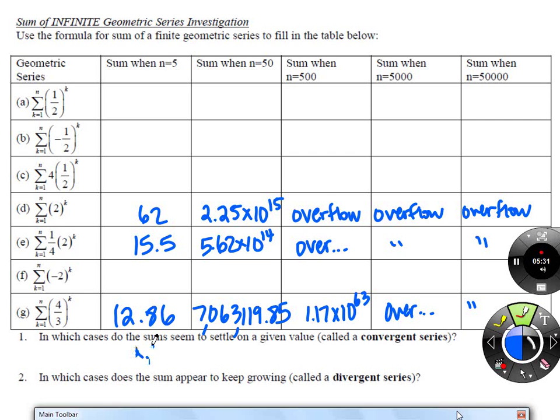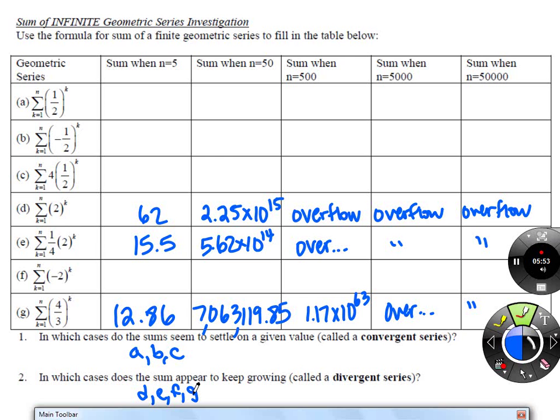Good. A, B, and C. Okay. And then we would call the other series, D, E, F, and G, the ones that kept growing and then eventually overflowed, those would be divergent. They didn't settle on a specific value, right? They just kept growing. Okay, so D, E, F, and G would be divergent. Are we comfortable with the words convergent and divergent?